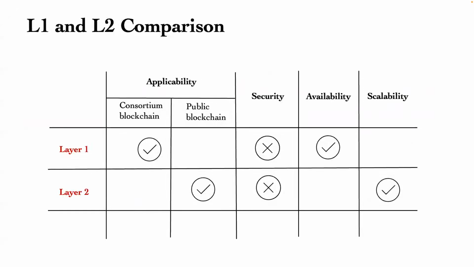Here we give a very concise version to compare the features of both layer 1 and layer 2 solutions. Layer 1 solutions are mainly built on top of consortium blockchains, while the layer 2 solutions are based on public blockchains. The layer 1 solutions are good at system availability, and the layer 2 solutions perform well at scalability.